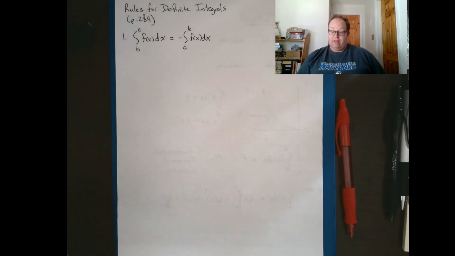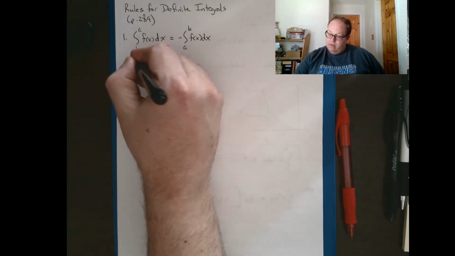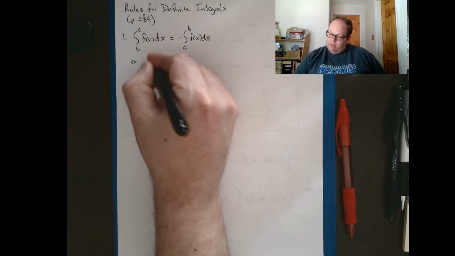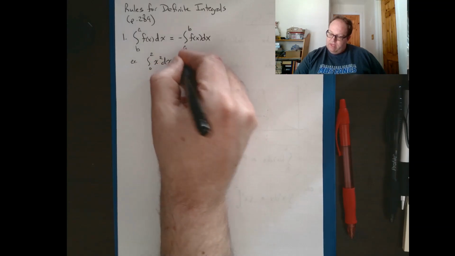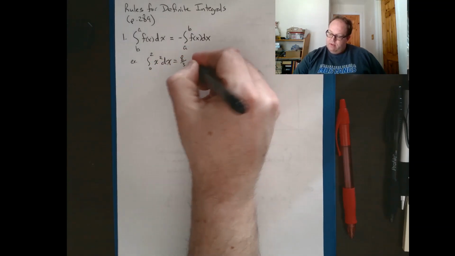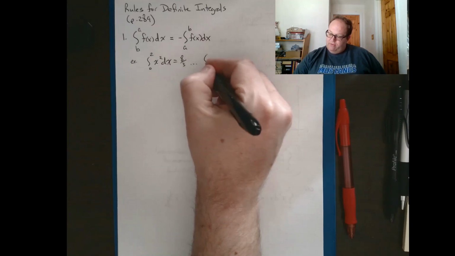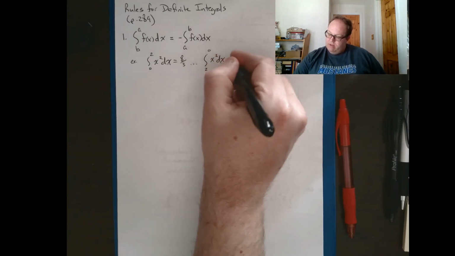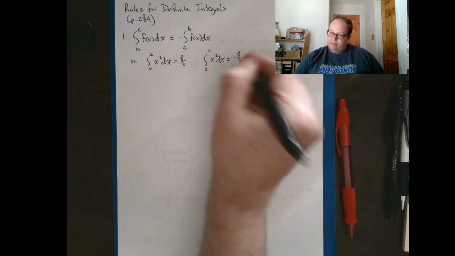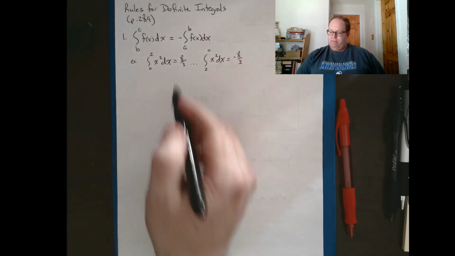So if I go off that last example that I just had, we know that the integral from 0 to 2 of x squared dx will work out to 8/3. From that, I could say the integral from 2 to 0 of x squared dx would work out to negative 8/3, based on that first rule.